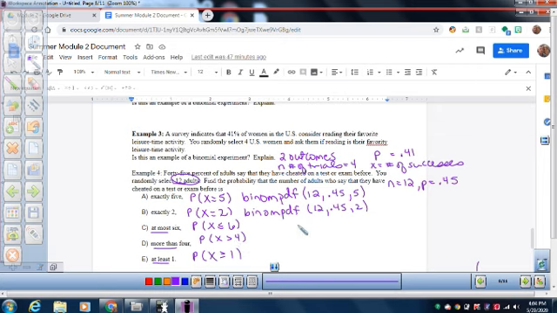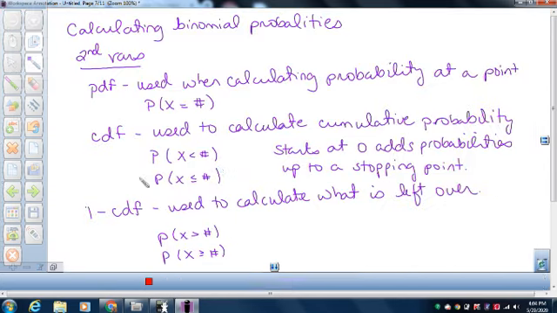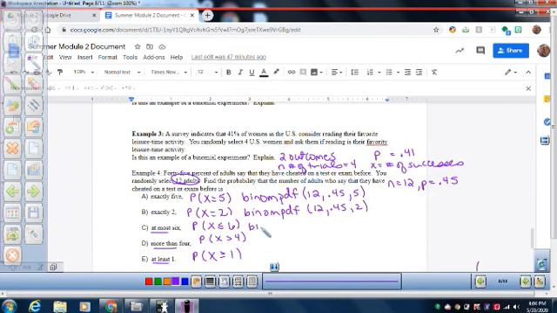At most 6, that's less than or equal to. So for less than or less than or equal to, I'm going to use the CDF function. So I'm going to use binom CDF, 12, 0.45. The number I'm going to stop at, 4, 5, 6, 7, dot, dot, dot, less than or equal to 6 is those numbers. So 6 is my number to the left of the bracket. So 6 is going to be the number I put in the calculator for x. If I had just said less than 6, my bracket would have been here, and this number would have been 5.